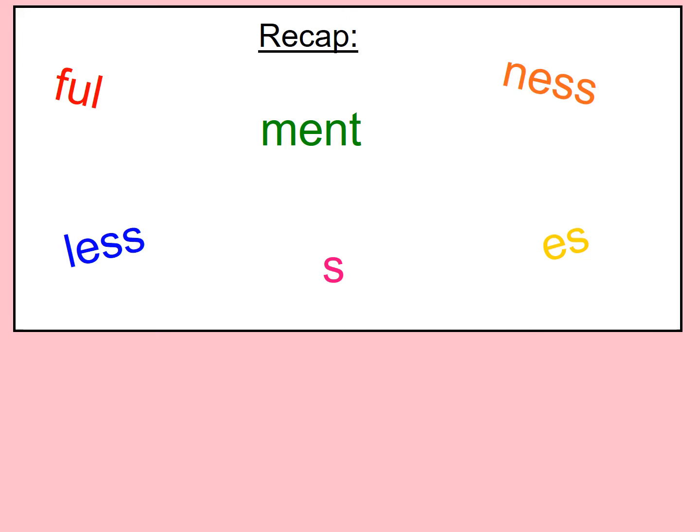Before we look at the upcoming suffixes, we'll have a quick recap of ones we've already done. So you'll notice on the screen in front of you, you have the suffixes ful, ment, ness, less, s, and es. For a quick start activity, can you write a word for each of those suffixes? For example, helpful, helpless. Okay, that's just two examples. Try and come up with your own.